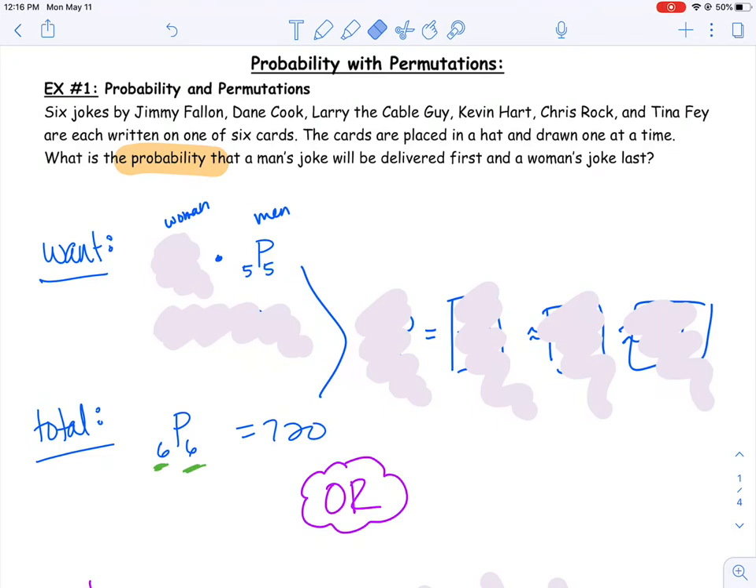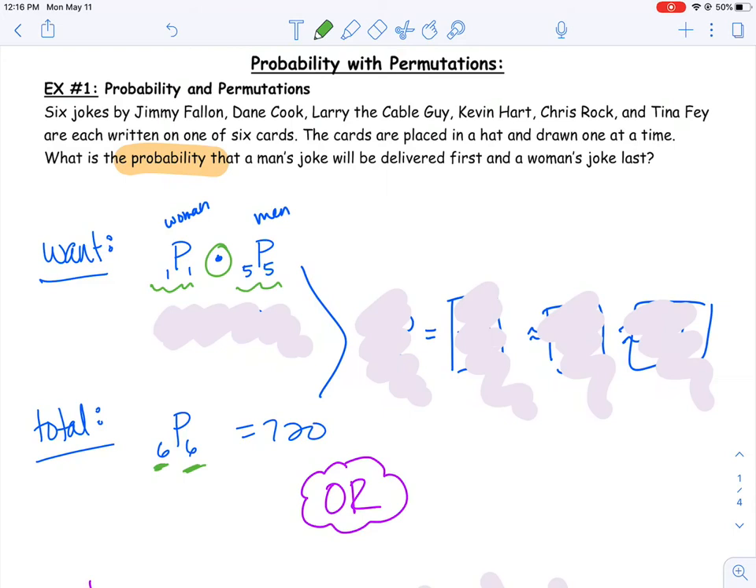And then we have a woman. How many women do we have? Well, we have 1. Tina Fey is the only woman here. And we're going to pick her to go last. We have 1 woman, we're going to pick that 1 woman. And so I need to figure out what's the total number of ways I can pick this 1 woman and then pick these 5 men.